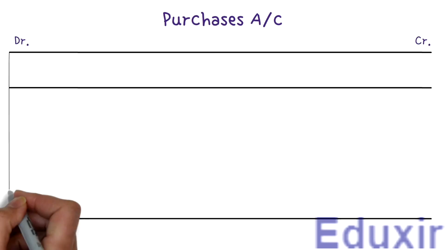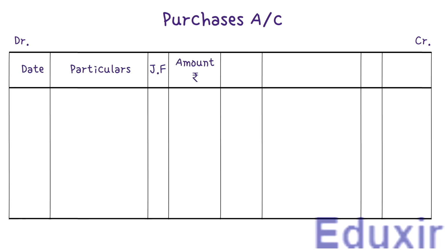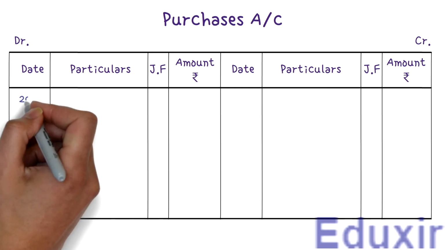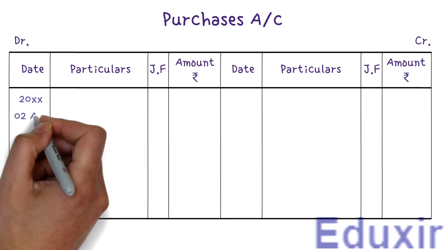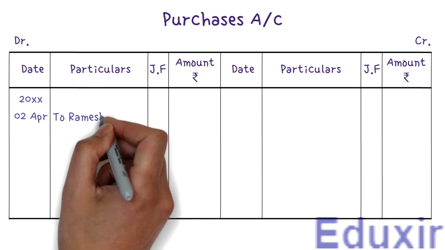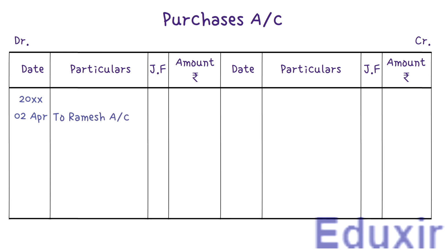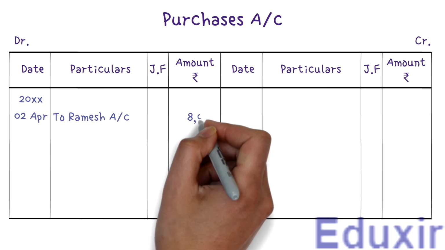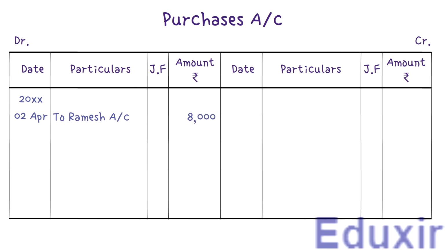Let us then have the ledger account format with all the headers. As this is the first entry on the debit side, let us first write the year in the date column. Let us then write the date. We need to write to Ramesh account into the particulars column. Let us then write the debit amount of 8000 rupees in the amount column. That completes the posting of this journal entry into purchases account. Let us now take up the next entry.